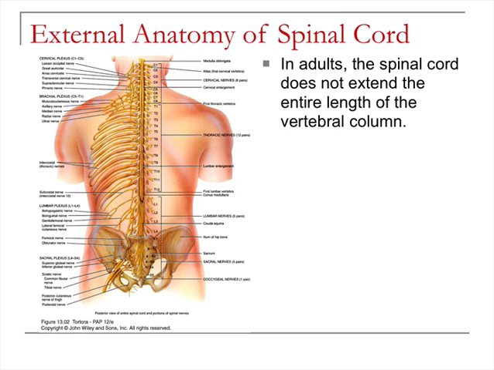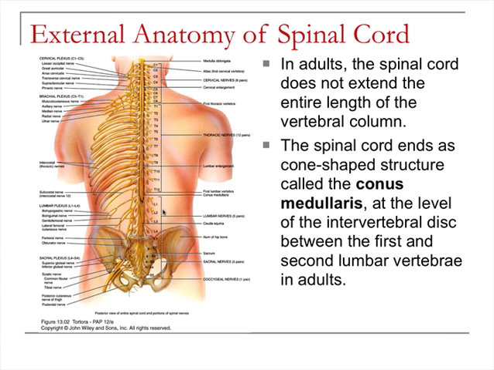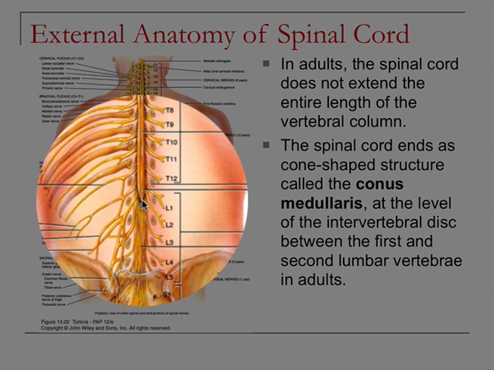in length. So the spinal cord ends as a cone-shaped structure called the conus medullaris, which we can see here, and it is found at the level of the intervertebral disc between the first and second lumbar vertebrae in adults.